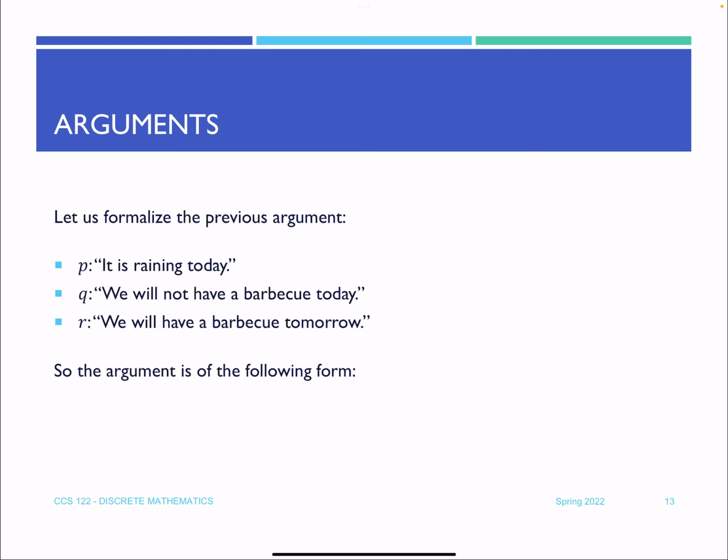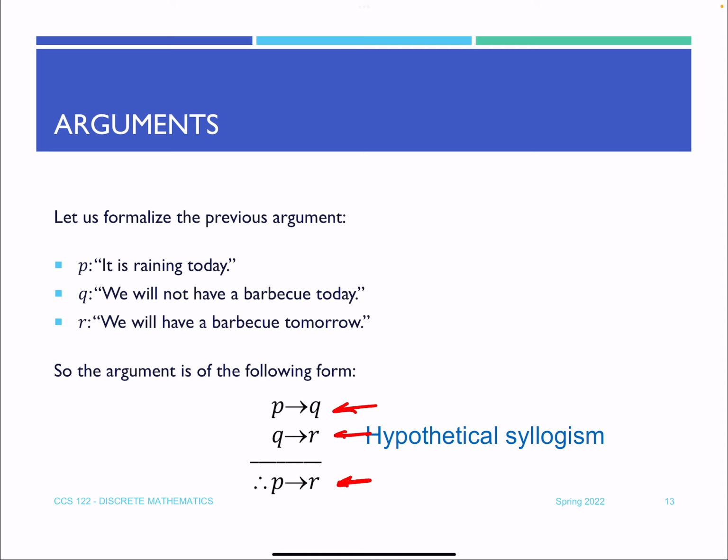So let's rewrite that using formal notation. First proposition, call it P, is it is raining today. Second proposition, Q, is we will not have a barbecue today. And the third proposition, R, is we will have a barbecue tomorrow. So this argument is basically of the form that if P then Q: if it is raining today, then we will not have a barbecue today. Followed by, if we will not have a barbecue today, then we will have a barbecue tomorrow. That's the second line that you see, which leads us to conclude that if it is raining today, we will have a barbecue tomorrow. So if P, then R. This is the one we called hypothetical syllogism.